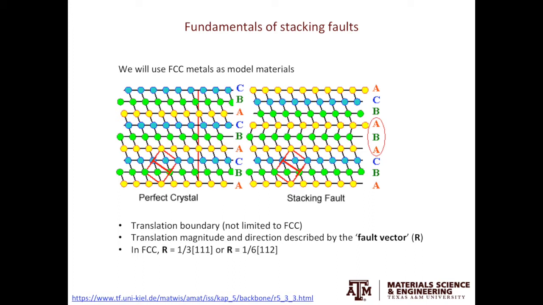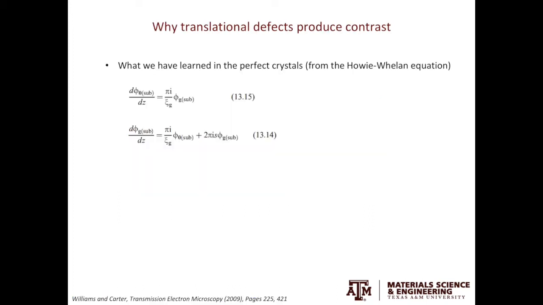Let's look at why stacking faults can give rise to contrast. If you have watched the Solving the Howie-Whelan equations videos, you have seen these two equations. Phi naught is the amplitude of the direct beam. Phi g is the amplitude of the diffracted beam. Z is how much the beam has traveled into the material. What you have here is d phi over dz in a perfect crystal.